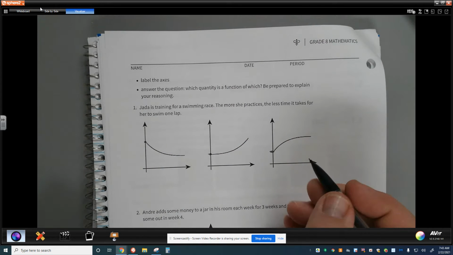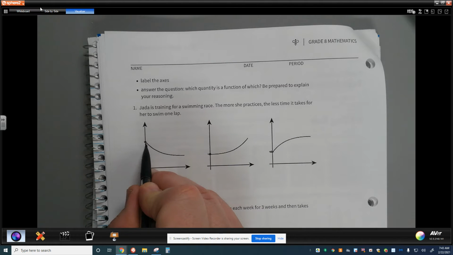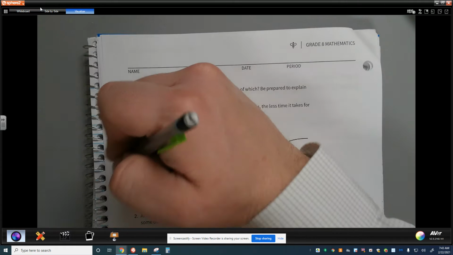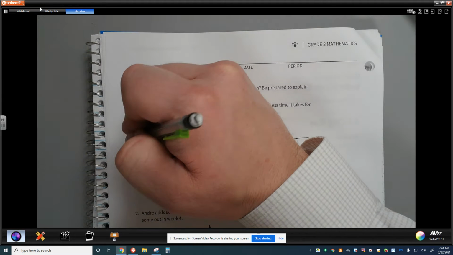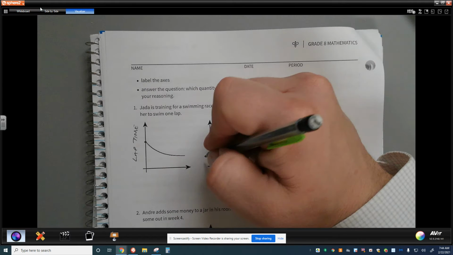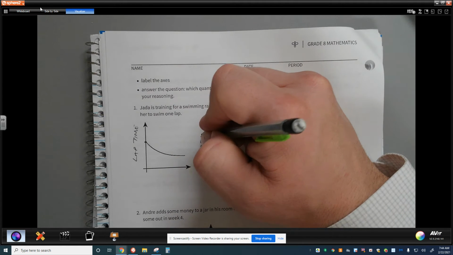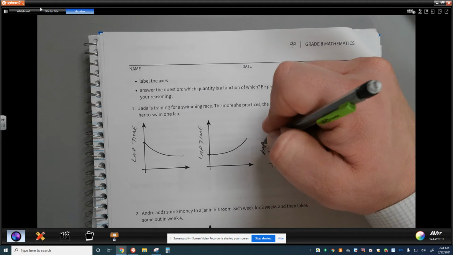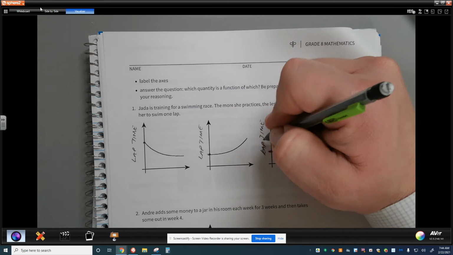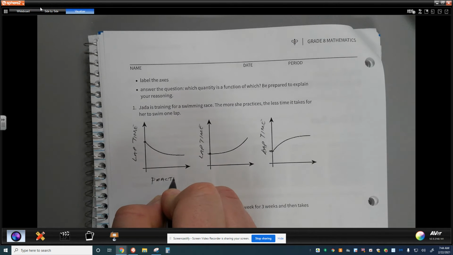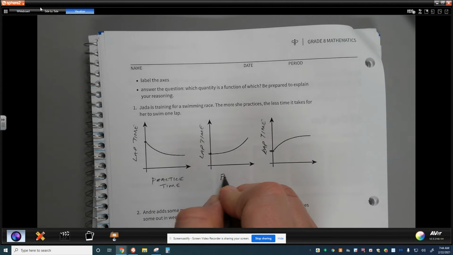And then as we're looking at this piece, as she goes along, her time decreases. And so this would have to be lap time, because that lap time can be measured over amount of time. That lap time is something that is a function of more and more and more practice. So we would recognize that all of these have to be practice time.